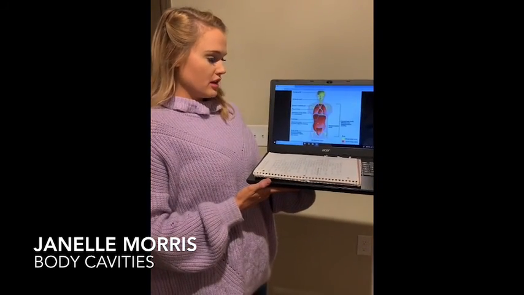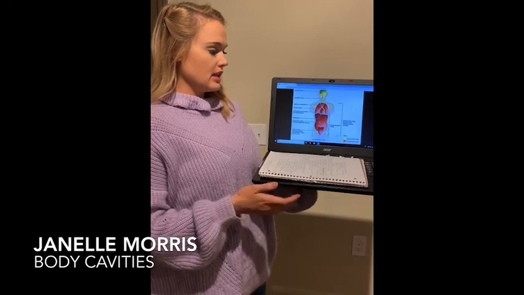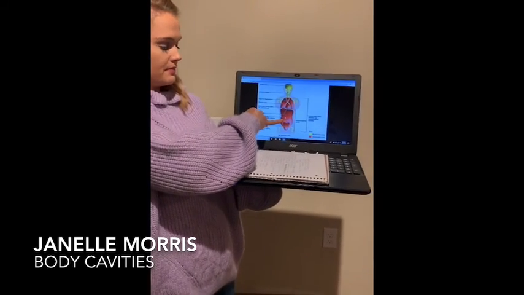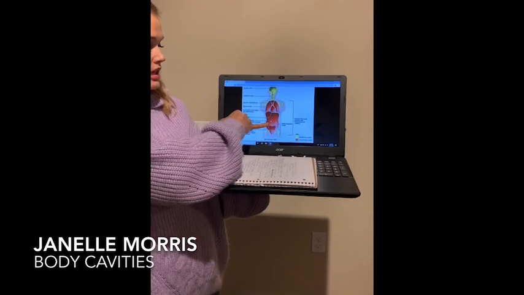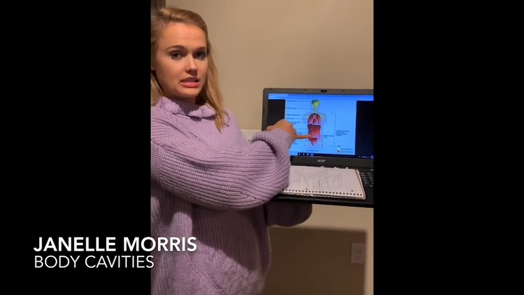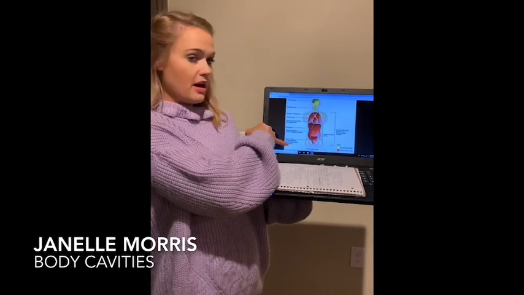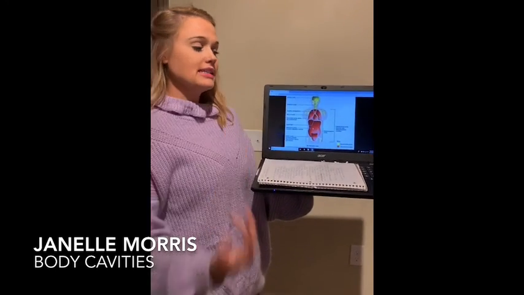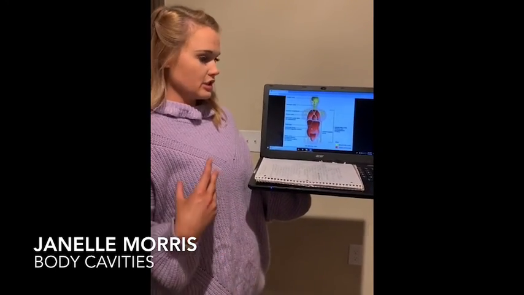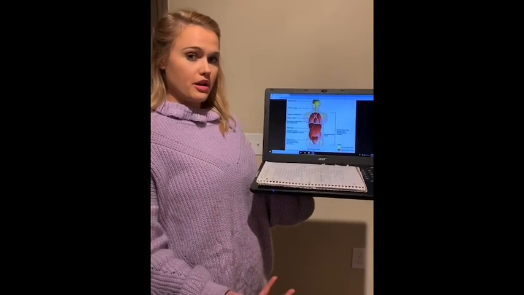The next portion of the ventral body cavity is the abdominal pelvic cavity, seen here. The abdominal pelvic cavity contains the abdominal cavity and the pelvic cavity. Inside the pelvic cavity, you're going to find things such as your bladder and your reproductive organs.